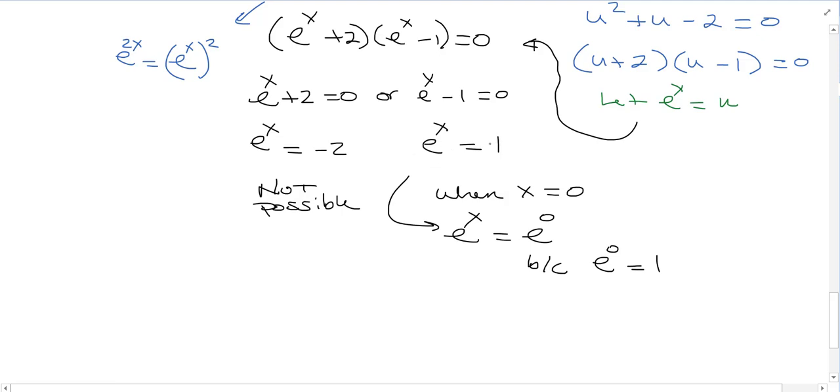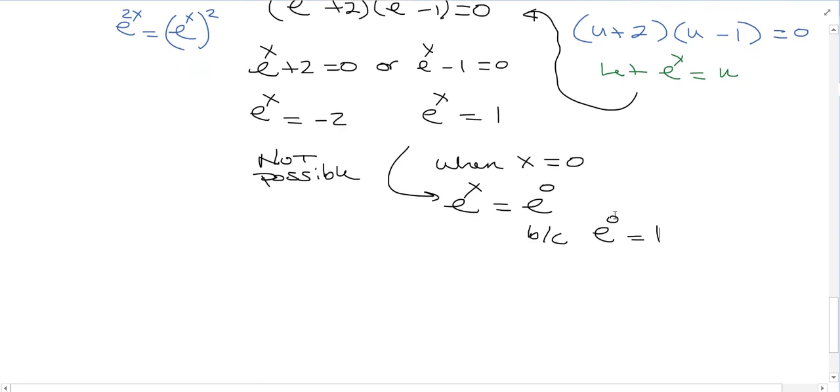But here it's just a matter of how can you get 1? What exponent on e, right? x, we're looking for x. What exponent on e will give you 1? Well, anything to the 0 power is 1. So that's how I know that x is 0.